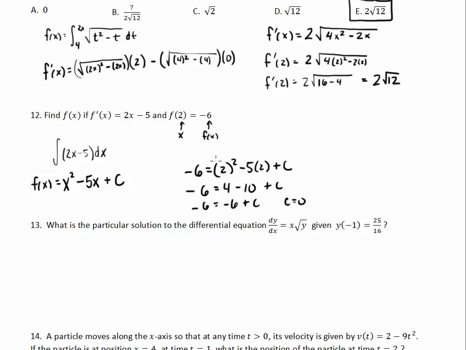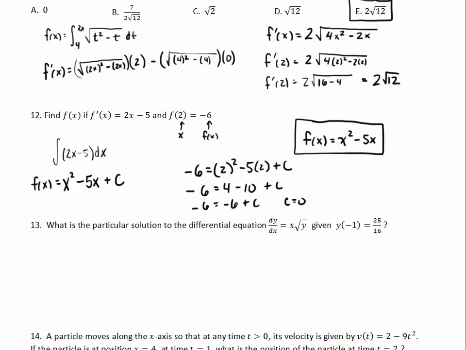So our final answer is not just c equals 0, it's our equation f of x. So our final equation is f of x equals x squared minus 5x plus c, which is plus 0. And there we are. That's called the particular solution.